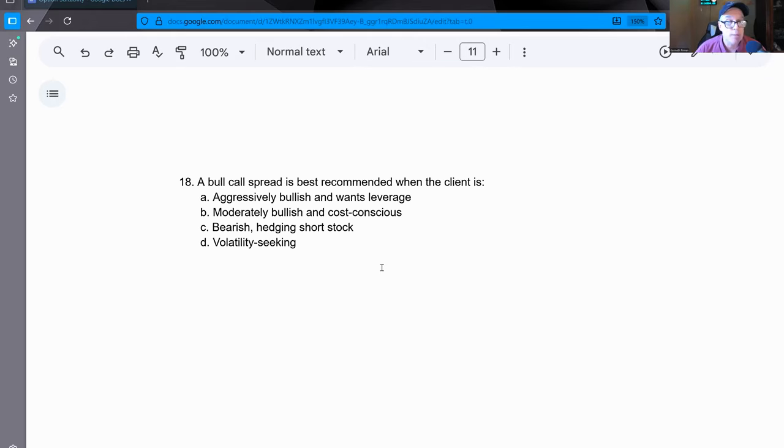You're moderately bullish and you don't want to spend a lot of money, because remember, you buy a call and you sell a call. You buy a call, you spend the money, but you sell the call to lower what you're spending. I love it. So the answer is B. Moderately bullish and cost conscious, not aggressive and not bearish. I'm not looking for volatility.